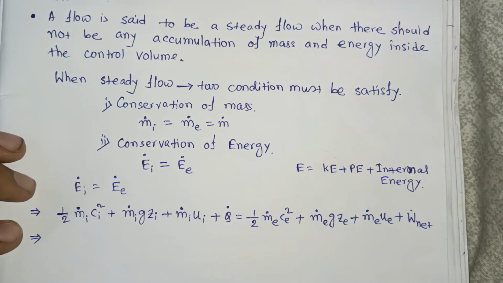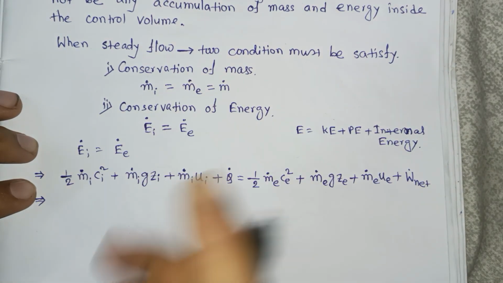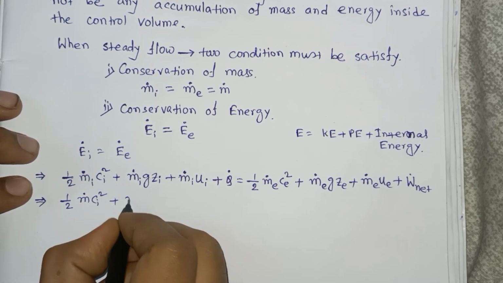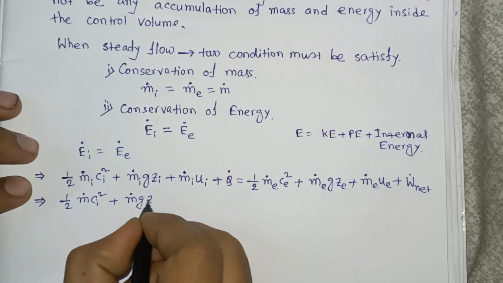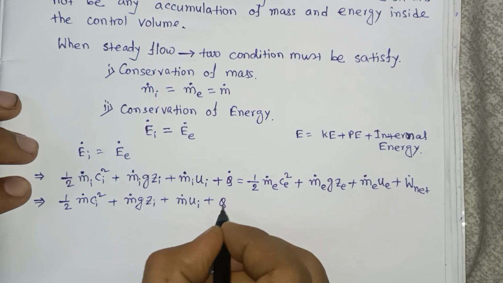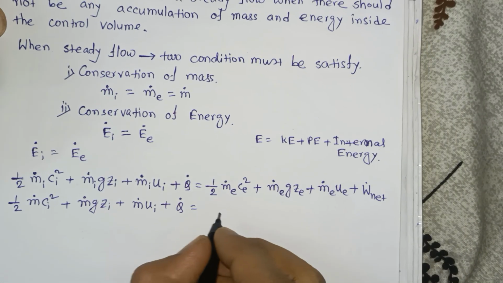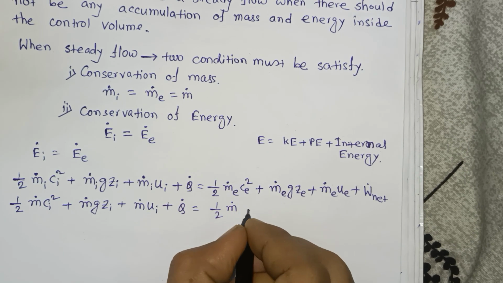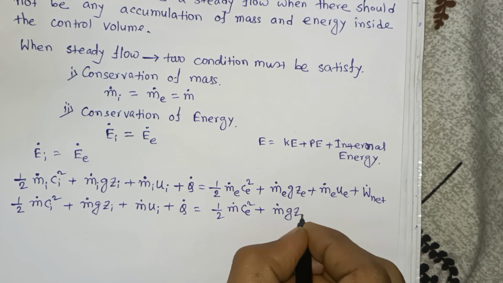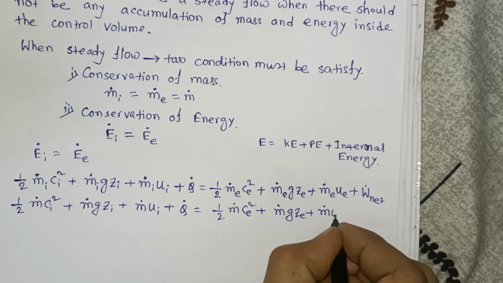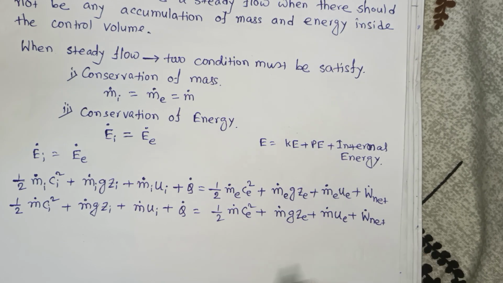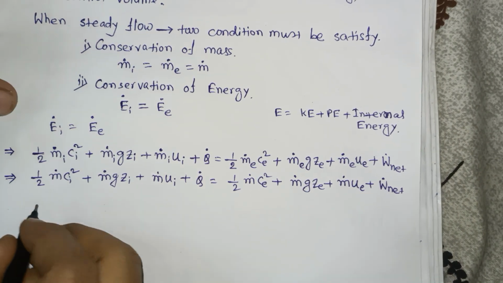So here, if you divide by mass flow rate, this equation will be half of m dot Ci square plus m dot g Zi plus m dot Ui plus Q dot, that is equal to half of m dot Ce square plus m dot g Ze plus m dot Ue plus W dot net.